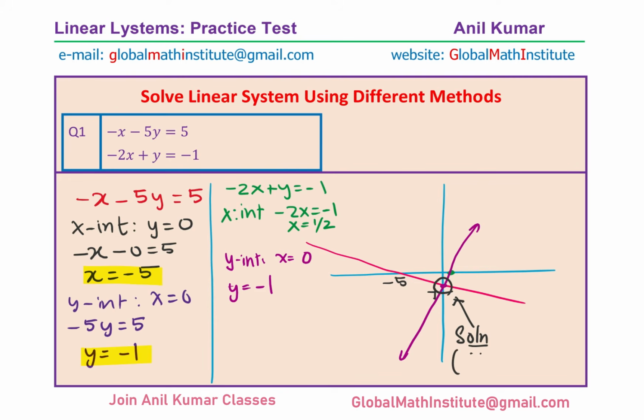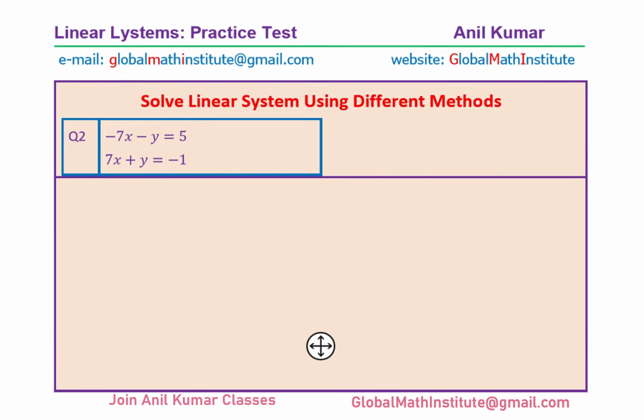Solution here is the y-intercept, which is 0, minus 1. Is that clear to you? So we get the first solution, and we have used the method of graphing. Is that clear to you? Now let's look into the second question.